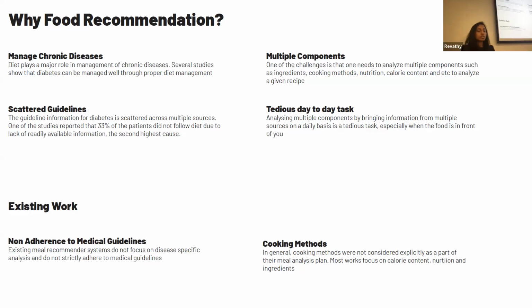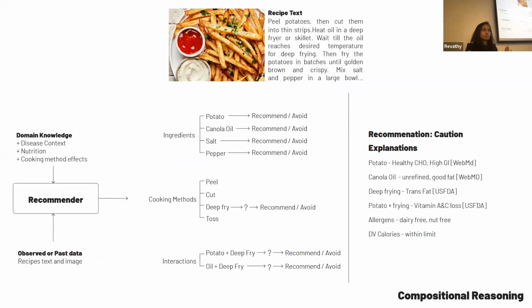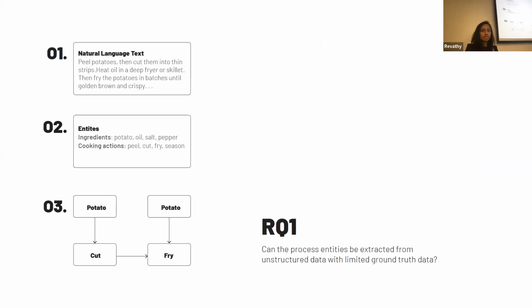There are a lot of existing works on meal recommendation, but they do not focus on disease-specific recommendation by adhering to strict medical guidelines, and neither do they factor in the cooking methods in their recommendation process. So this is what we are planning to do here. Just to recap whatever we saw in our initial slide, we're going to make explainable recommendation and say why a food is suitable or not suitable.